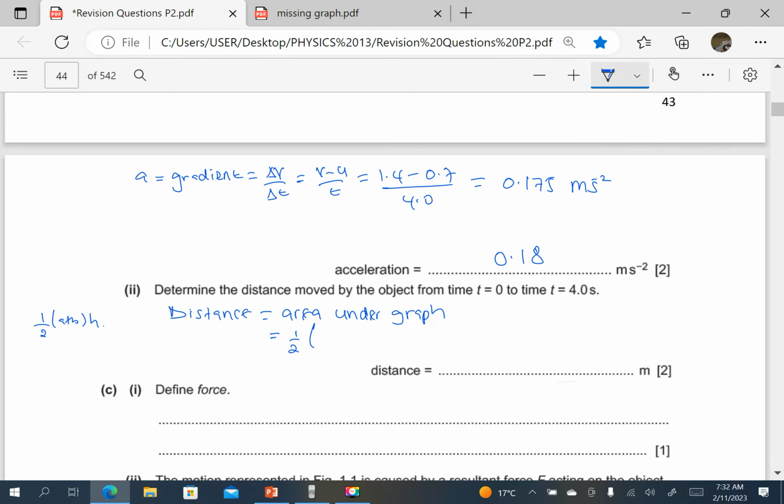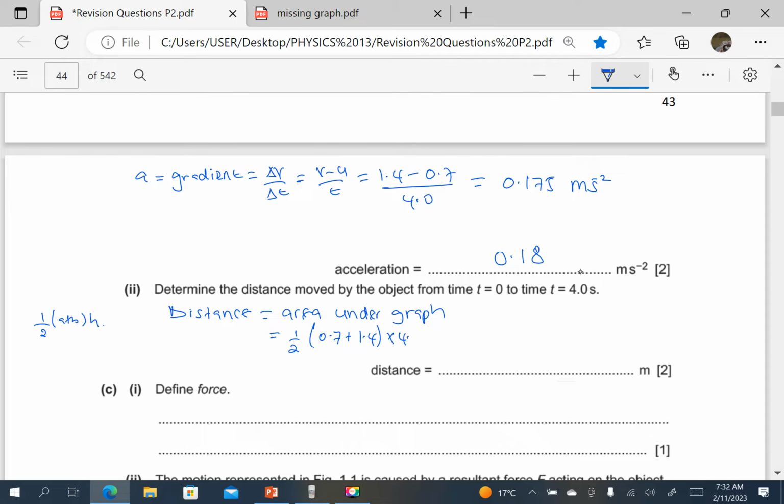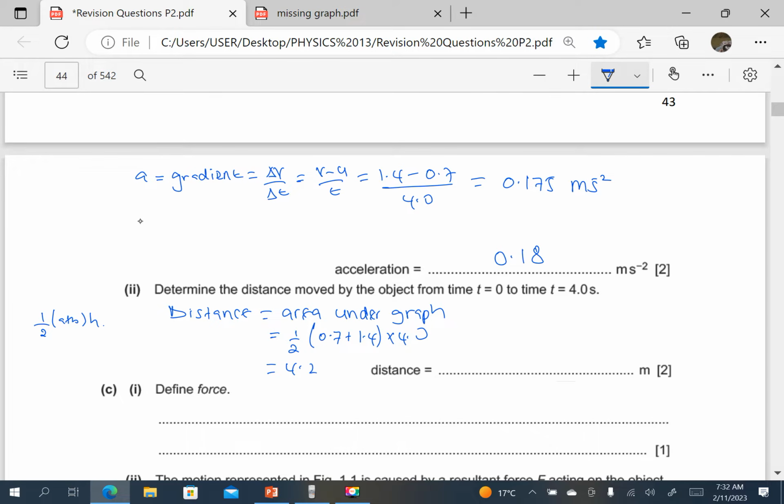So our a is going to be 0.7, our b is 1.4, and our height is actually 4, not 0.4. So that is times 4. So we can check this. A half is 0.5 times (0.7 plus 1.4) times 4. So that gives us 4.2. So this is 4.2.